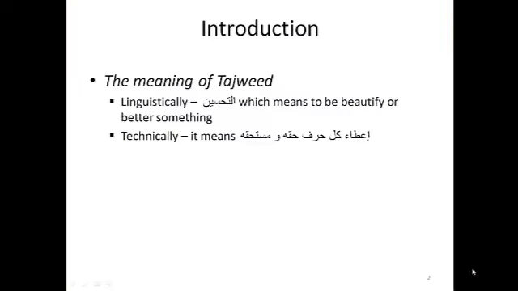What does Tajweed mean? Linguistically, it means tahseen, which is to beautify or to better something. Technically, it means إعطاء كل حرف حقه ومستحقه, which means giving every letter its right in how it's supposed to be pronounced, how long it should be, or any other characteristic of that letter.